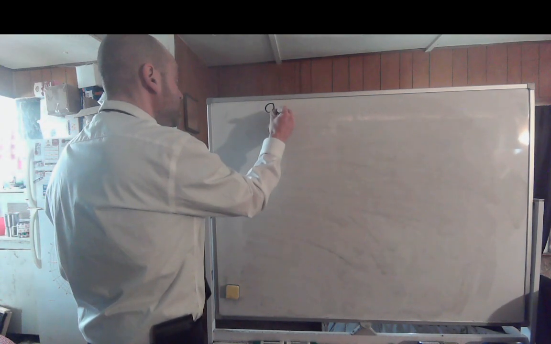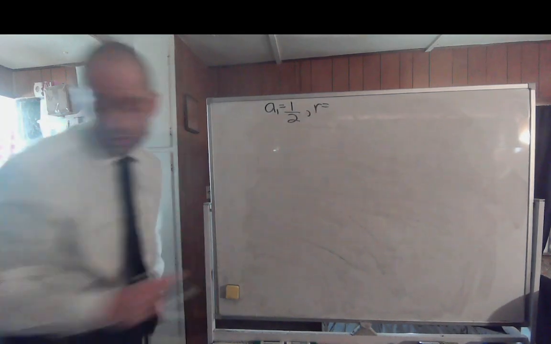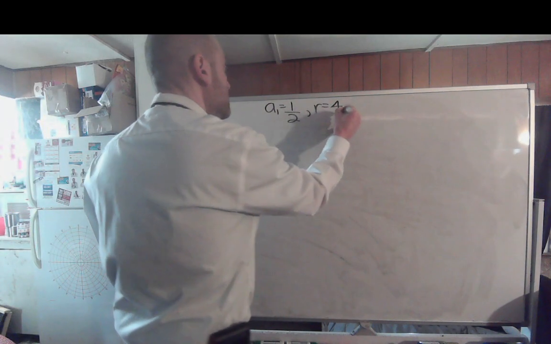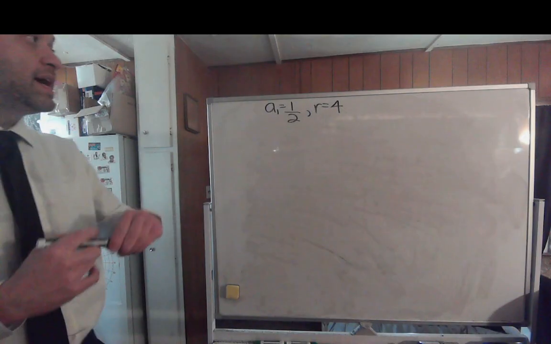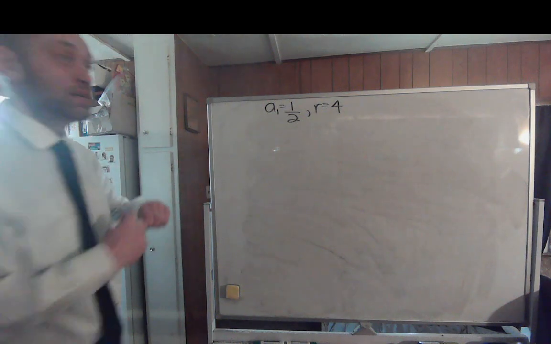A sub 1 equals 1/2. You're going to have a common ratio of 4. So a sub 1 equals 1/2. Your common ratio is 4, which means this is a geometric sequence.